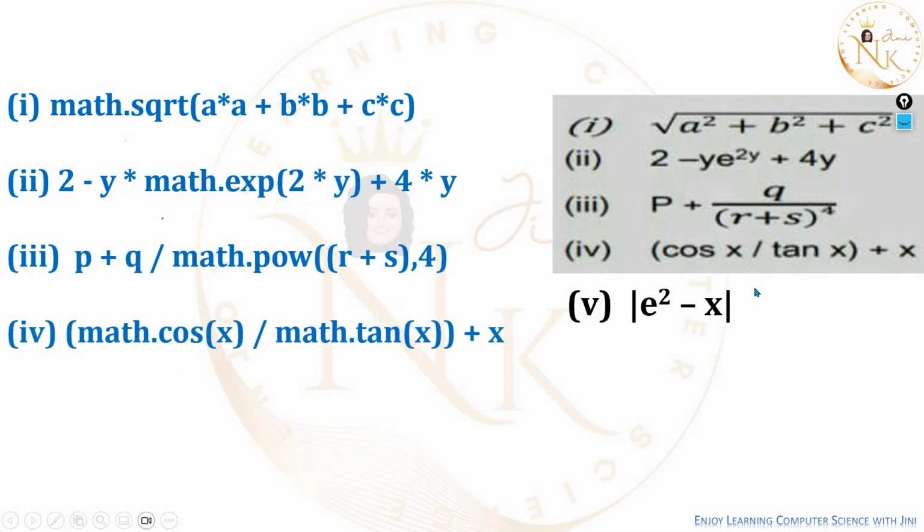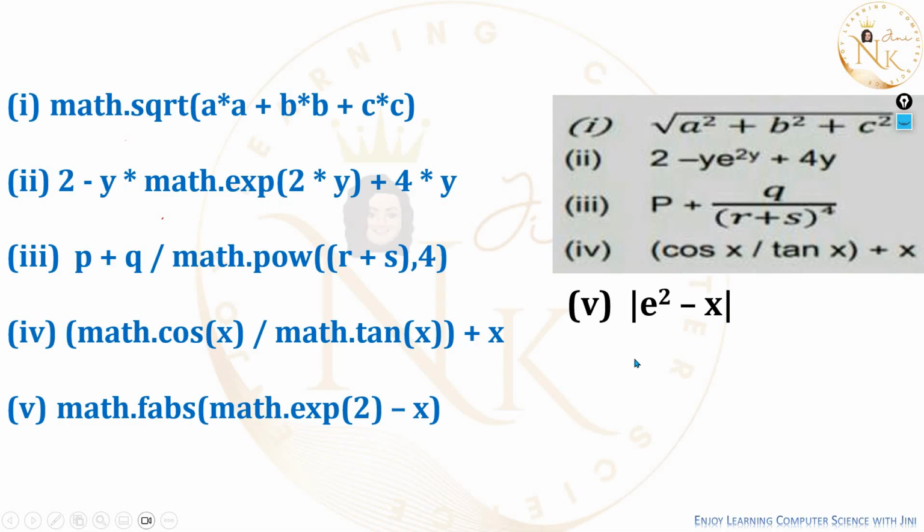Now cos x: math.cos x slash math.tan x. The whole thing should be within parenthesis plus x because we have a bracket here. Now what is this one? Modulus, so math.fabs of, again, e power 2, so math.exp of 2 minus x. This is how you write a Python expression for a given mathematical expression.